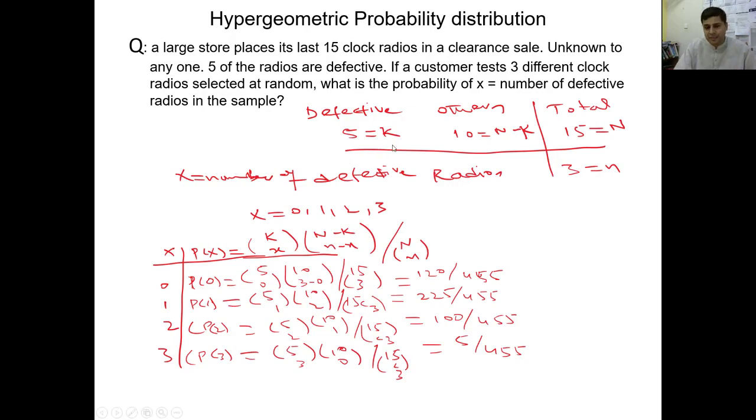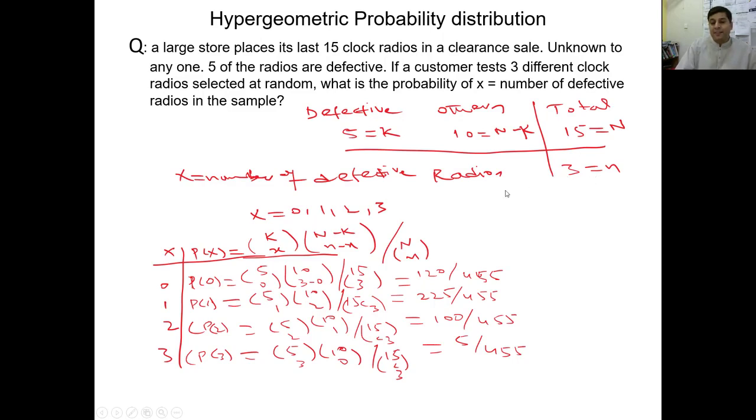So we have 5 defective radios. We will denote defective with K and the remaining N minus K. Total we have 5 plus 10, that is 15, so this is the total, and she wants to buy 3, so the sample which she selects is 3. So now we want to construct the probability distribution function for these radios.